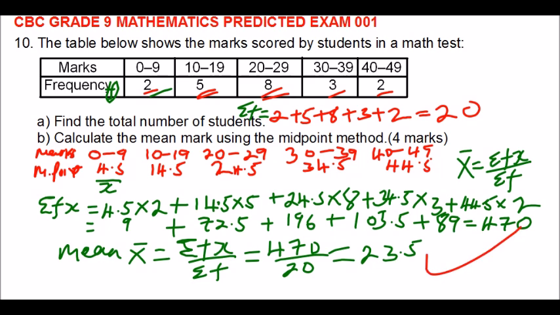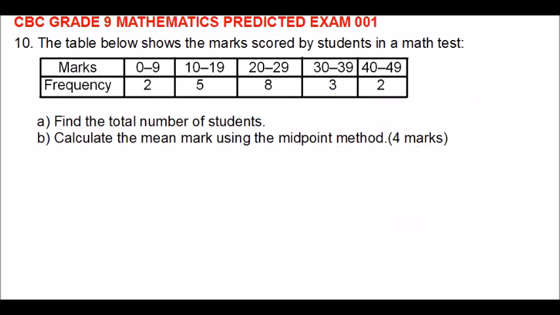Okay. Alternatively, we have seen the summation of the number of students is equal to 20. So you can use a table, and if you have learned this, it makes your work more presentable. We call it frequency distribution table.